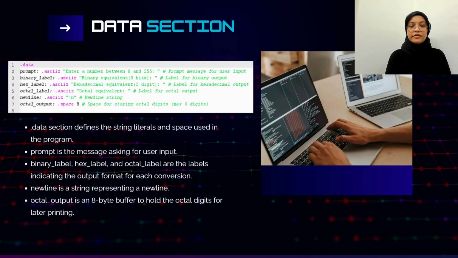The source code. First, the data section. The data section defines the string literals and space used in the program. Prompt is the message asking for user input. Binary label, hex label, and oct label are the labels indicating the output format for each conversion. Newline is a string representing a new line. Octal output is an 8-byte buffer to hold the octal digits for later printing.